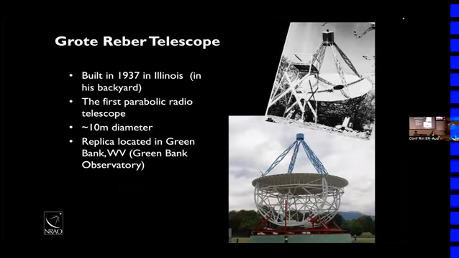So skip forward about 5 years. We're now in 1937, and a person named Grote Reber built in Illinois. Actually, I think it was his mother's backyard. I don't think it was his backyard. It was his mother's backyard. He built the first parabolic radio telescope. It was pretty large. It was a 10-meter diameter telescope, right?